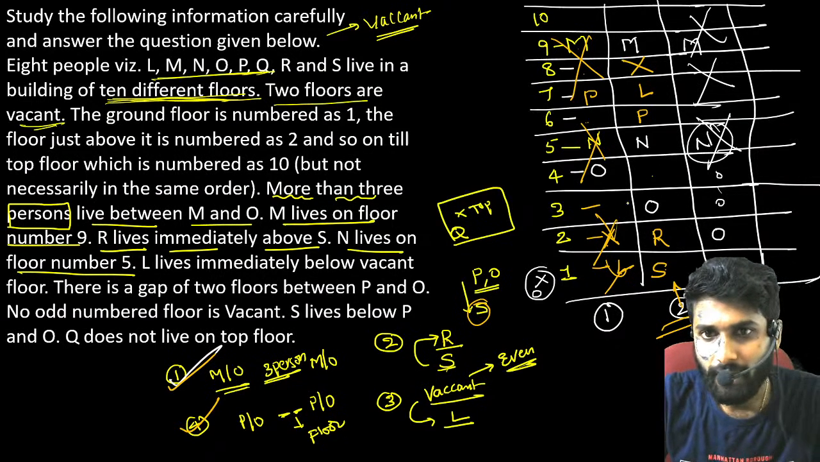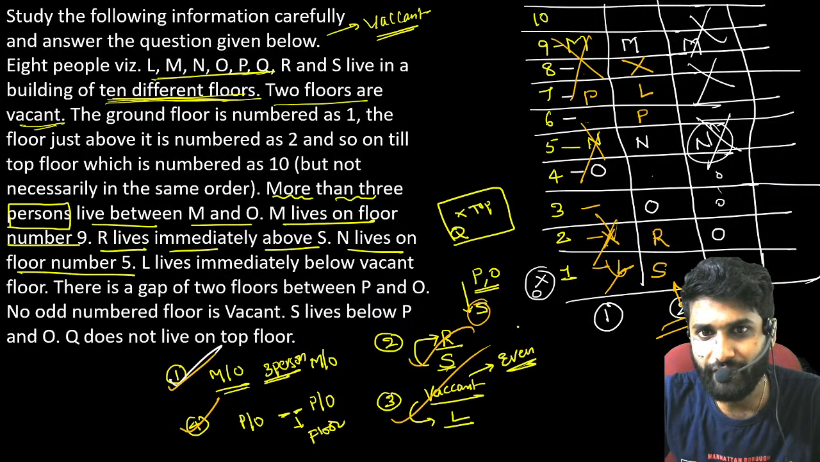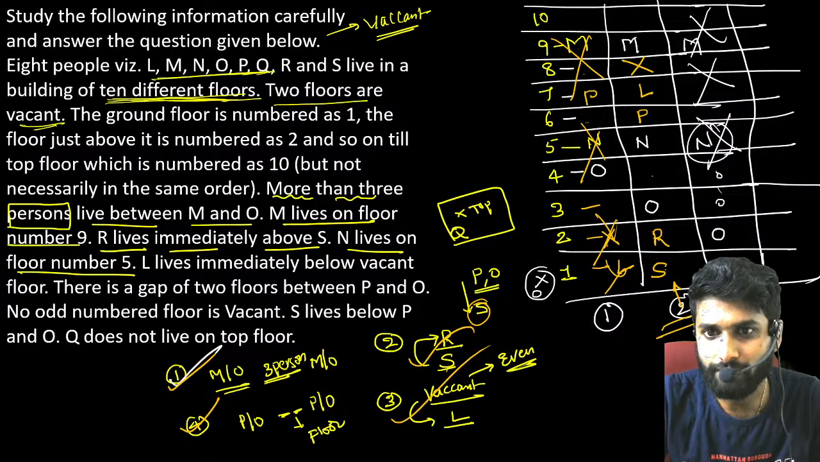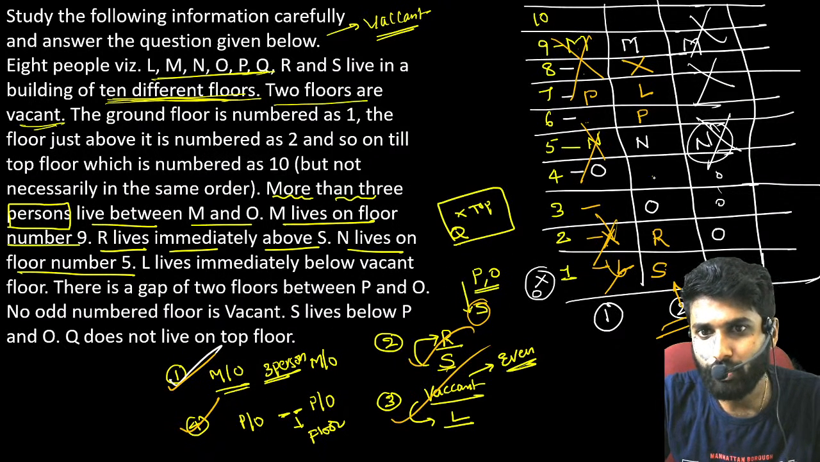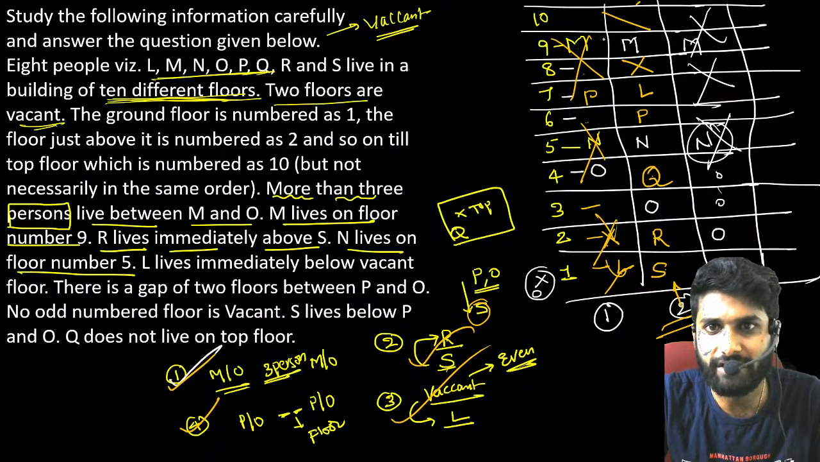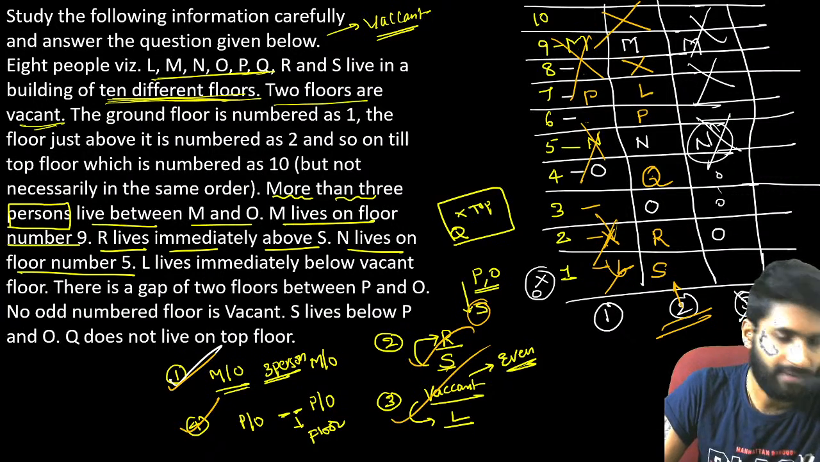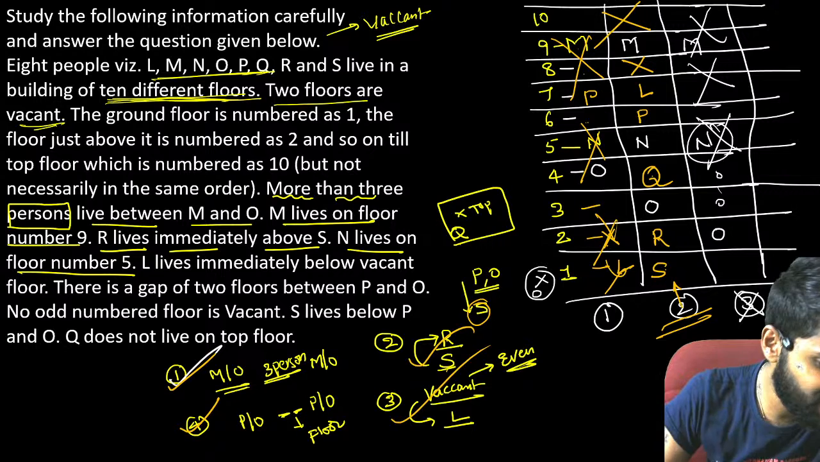Now we completed R and S, we completed vacant. So we need to fix one more vacant floor. Next one, Q is not a top floor, which means Q can be confirmed as the fourth floor. So definitely the vacant floor is the 10th floor. That is the arrangement: vacant, M, vacant, L, P, N, Q, O, R, S. Super.